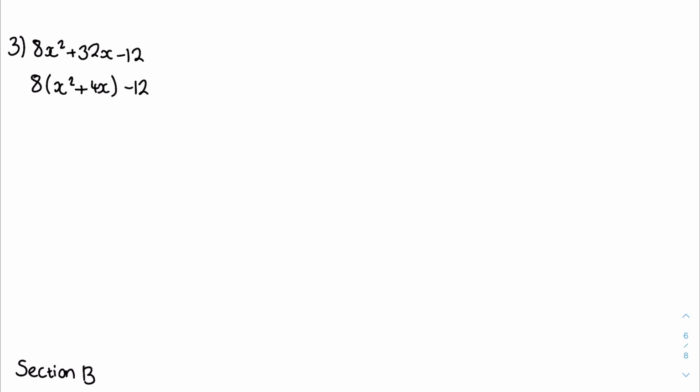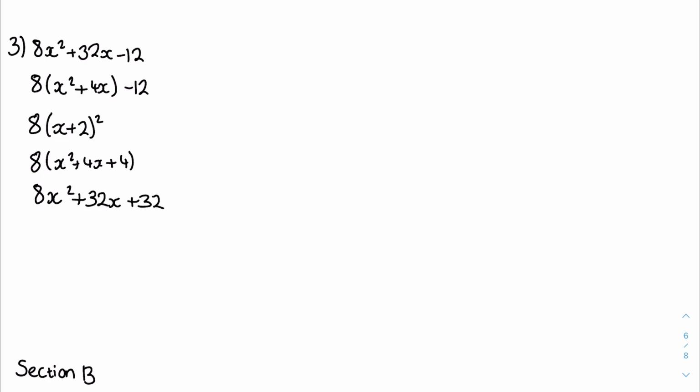We're now going to look to basically complete the square for what's inside our brackets. So we've got 8 bracket x plus 2 squared. We then want to expand out our x plus 2, which would then give us x squared plus 4x plus 4. We now want to basically expand out that single bracket as well. So we're then going to have 8x squared plus 32x plus 32.